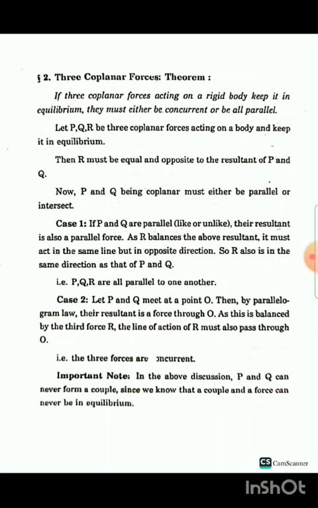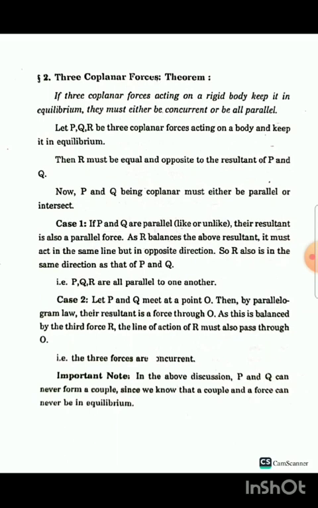Proof: let P, Q, R be three coplanar forces acting on a body and keeping it in equilibrium, so the body will be at rest. Then R must be equal and opposite to the resultant of P and Q. Now P and Q, being coplanar, must either be parallel or intersect. So we are splitting into two cases. In case 1, we take the two forces as parallel. In case 2, we take the two forces as intersecting at one point.